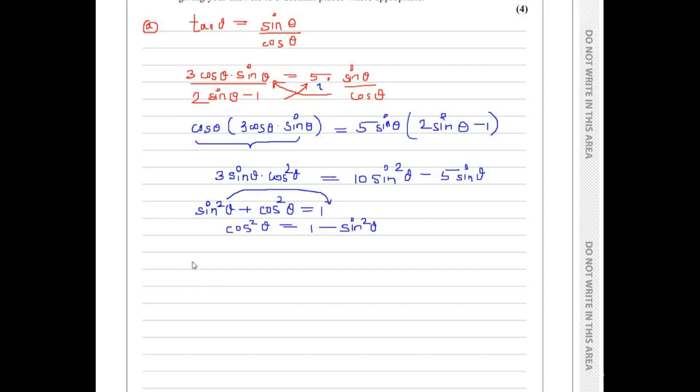So now what we are going to do is, in place of cos square theta, we are going to substitute 1 minus sin square theta. So 3 sin theta times 1 minus sin square theta. This is the substitution. Keep the right hand side the same: 10 sin square theta minus 5 sin theta.